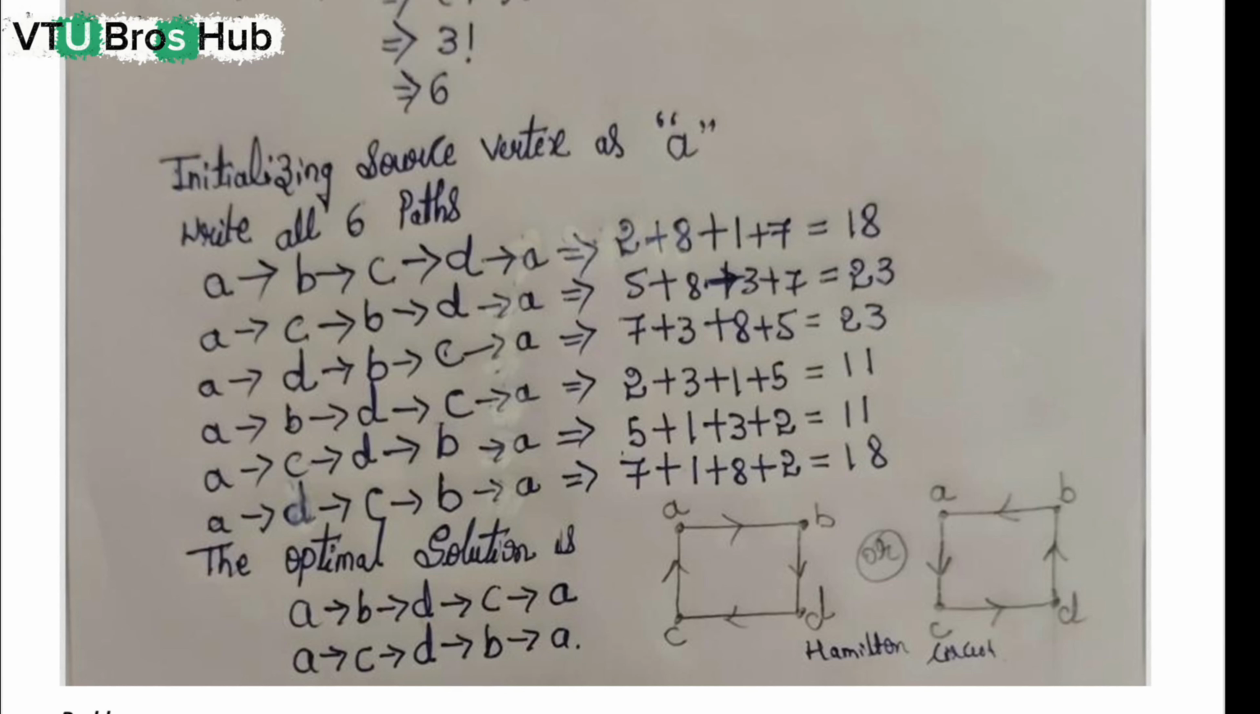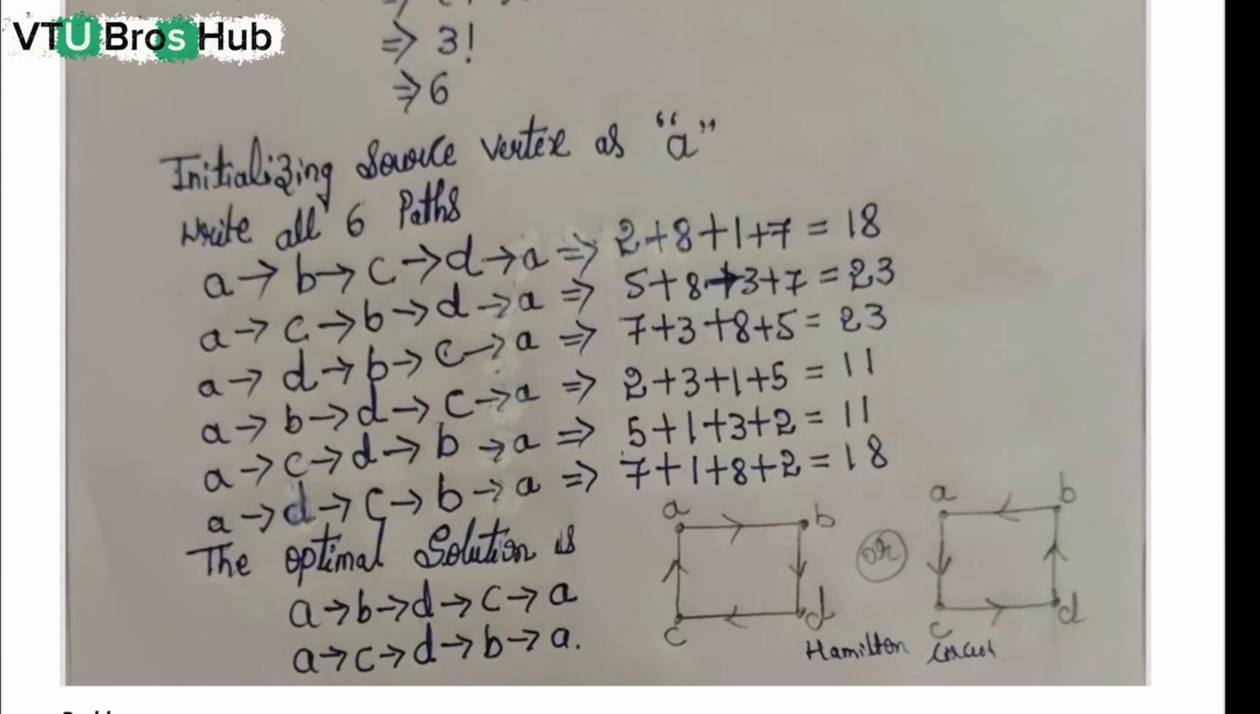Now from the 6 total paths, the 2 shortest paths have cost equal to 11. So the optimal solutions are A to D to B to C to A and A to B to D to C to A. These are the Hamiltonian circuits with minimum total weight. You can draw either of these two as the final answer.